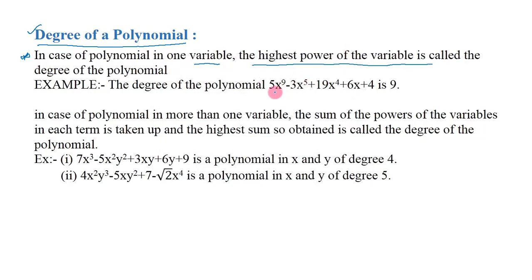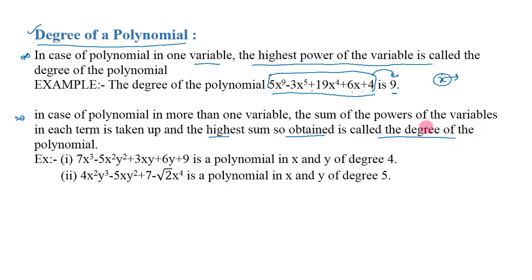If you observe this example, 5x to the power of 9 minus 3x to the power of 5 plus 19x to the power of 4 plus 6x plus 4, the degree of this polynomial is 9. Why? Because it is a polynomial which contains only one variable, that is x. So the highest power of this variable is 9 here. So the degree of this polynomial is 9. And in case of a polynomial in more than one variable, the sum of the powers of variables of each term is taken up, and the highest sum so obtained is called the degree of the polynomial.